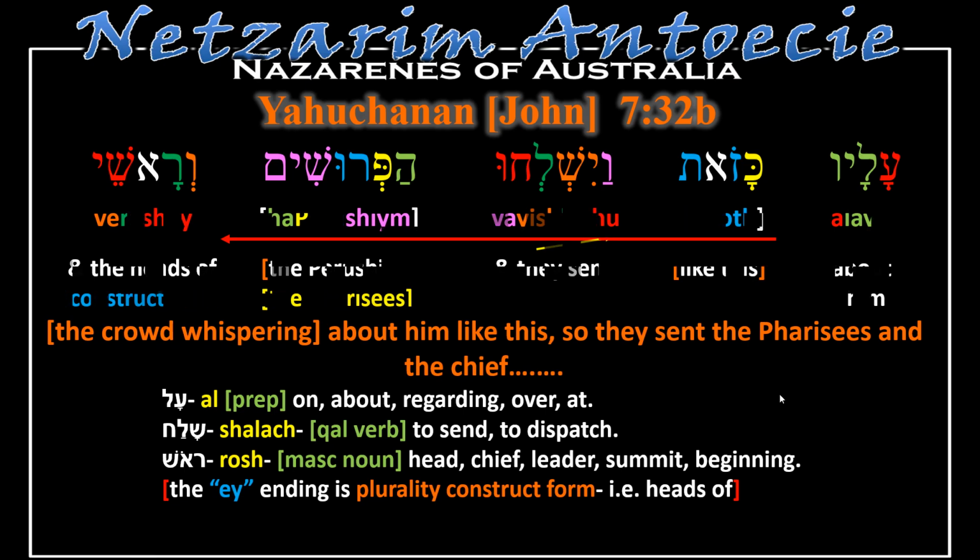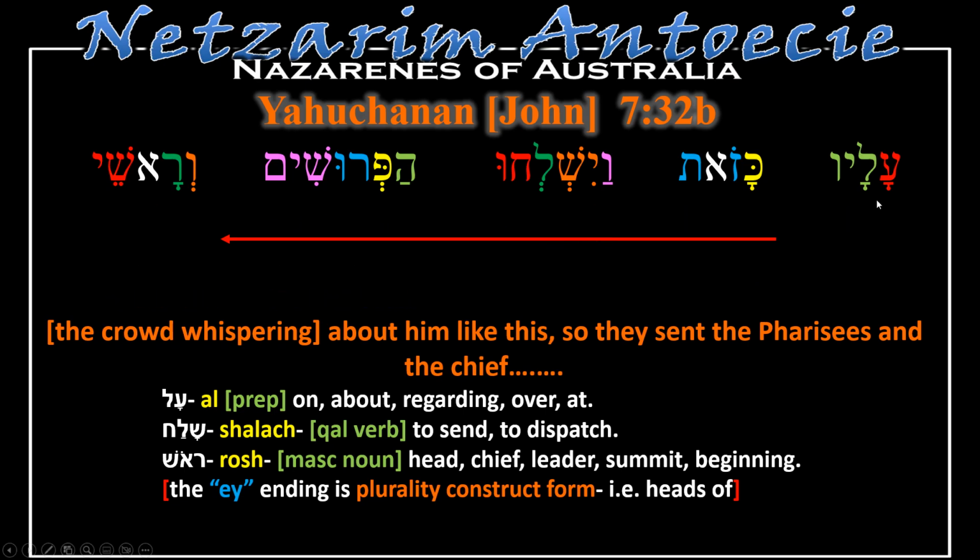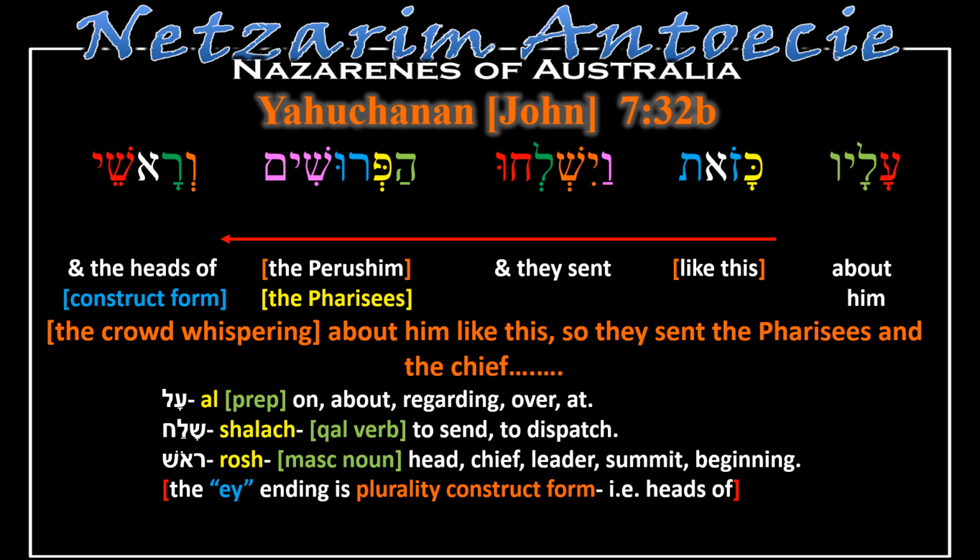And so now we can read that. Alav, kazot, vayishlechu, ha-perushim, ve-rashei. About him like this, and they sent the Perushim, the Pharisees, and the heads of.